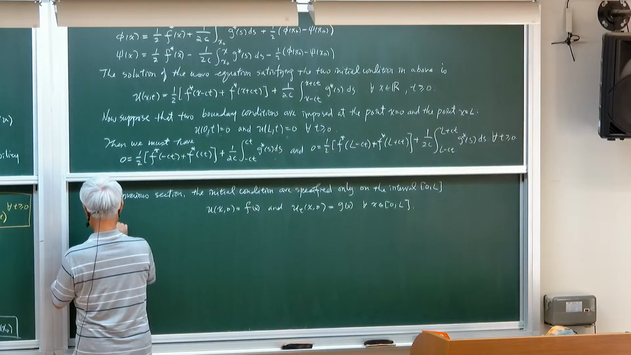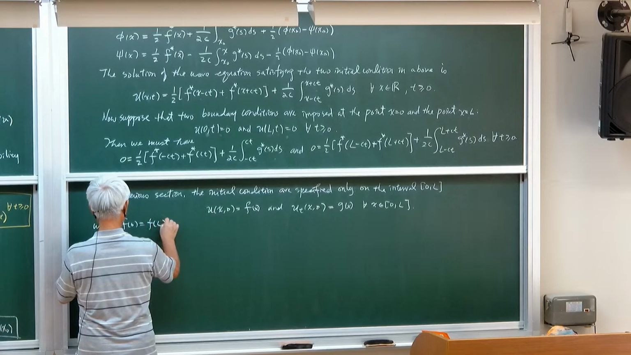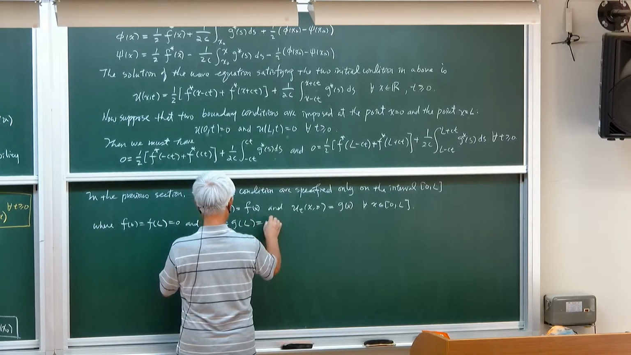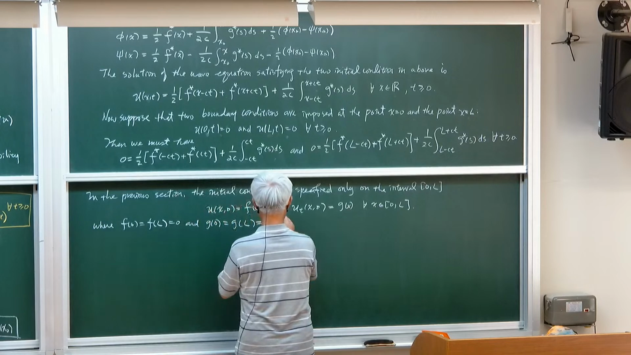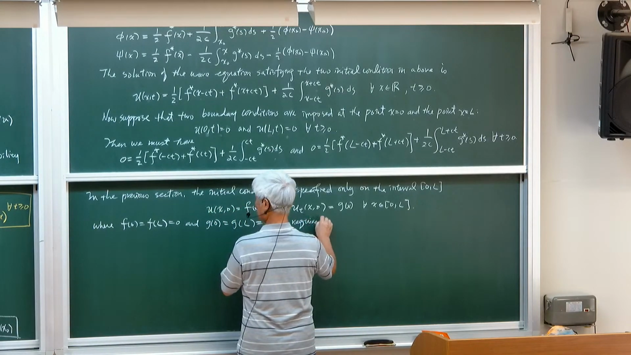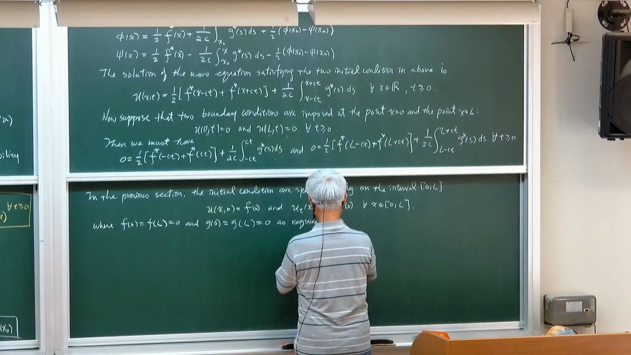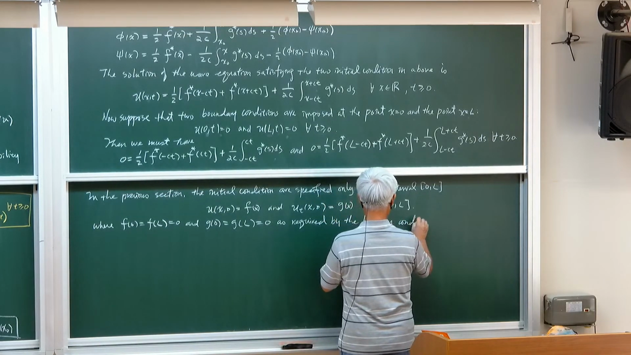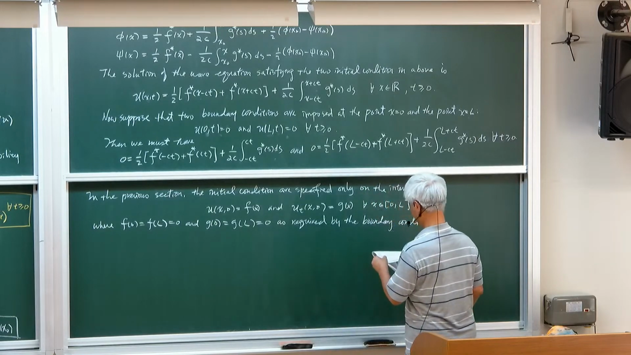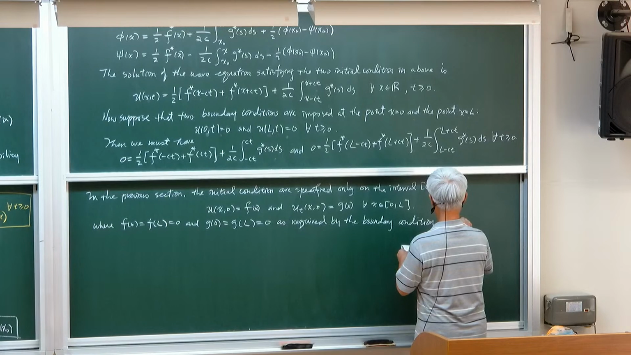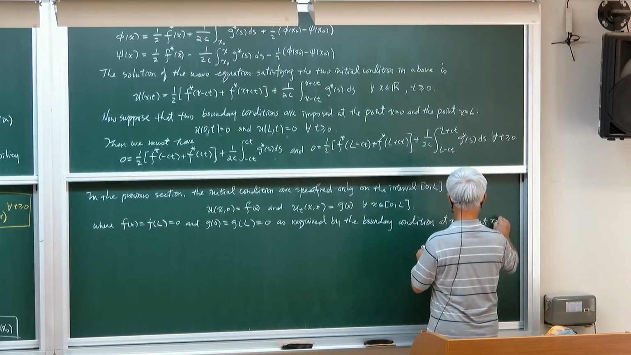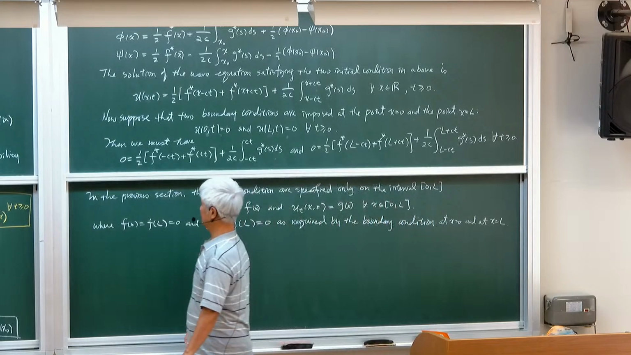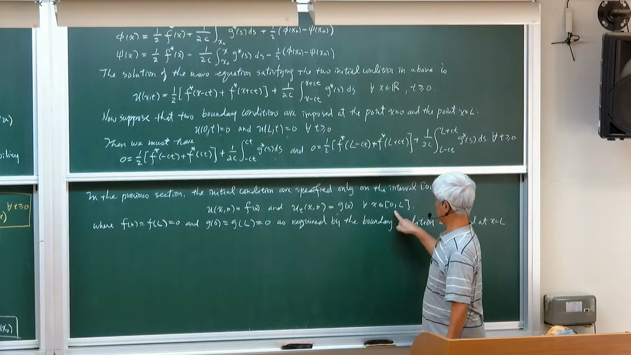Where f of 0 equals f of L equals 0, and g of 0 equals g of L equals 0, as required by the boundary condition at x equal to 0 and at x equal to L. Now, we specify only in this interval.